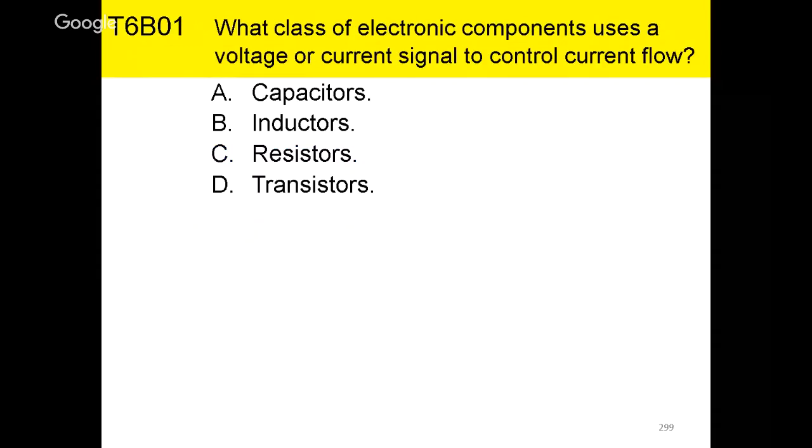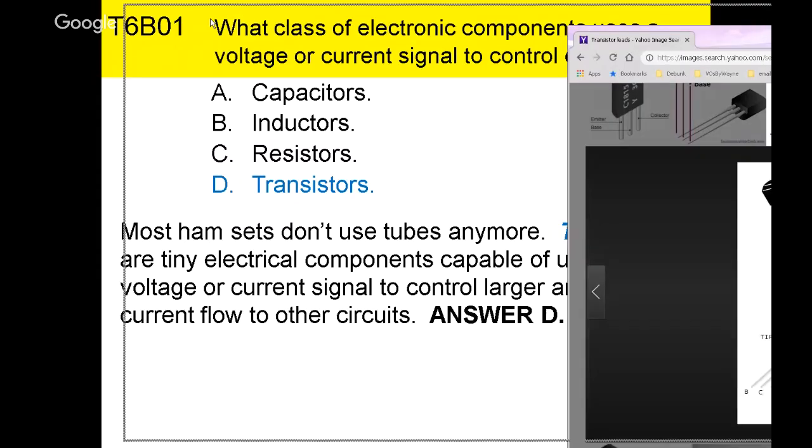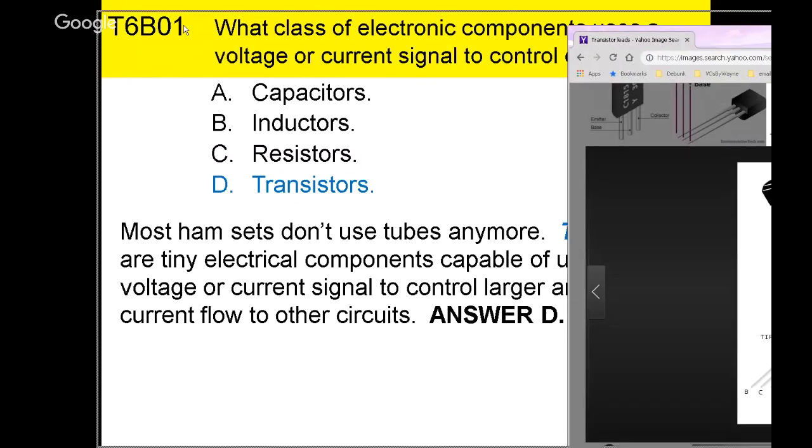So, what class of electronic components uses a voltage or current signal to control current flow? And again, we're talking about that same little component that we just talked about, and it would be a transistor. How that operates, let's see if I can bring up my, I'm going to bring this up here, bring it over. There we go.